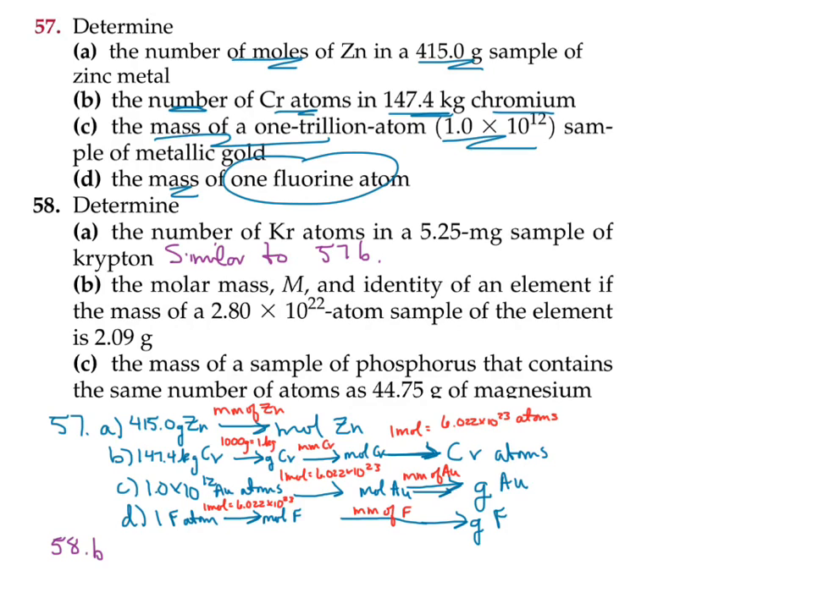So for A on 58, it's very similar to B on 57. For B on 58, it's down here. For B on 58, big M means the molar mass. Okay? So in 58B, they gave you the number of atoms in the sample, 2.8 times 10 to the 22nd atoms, okay?